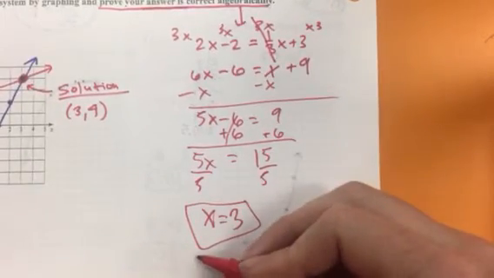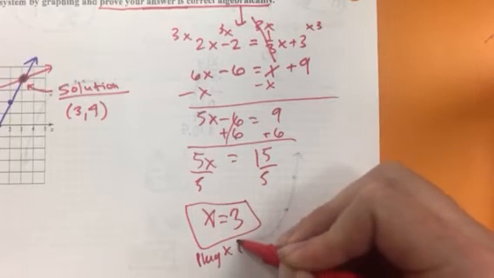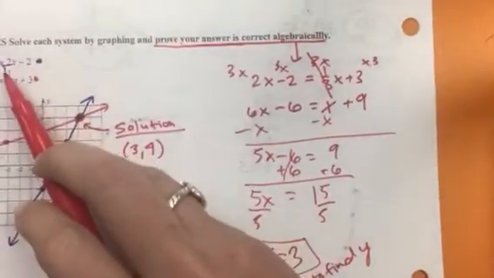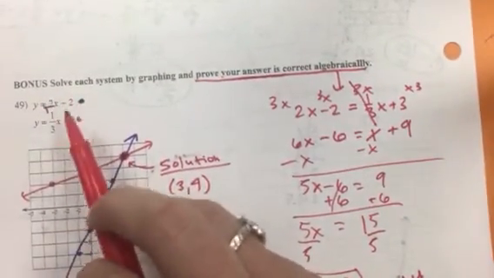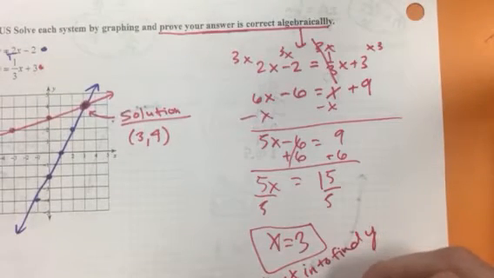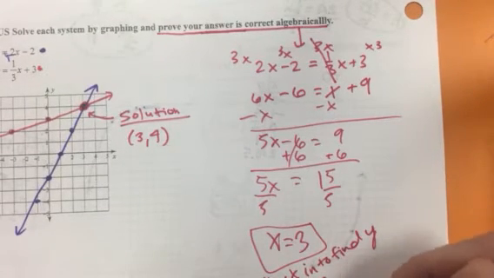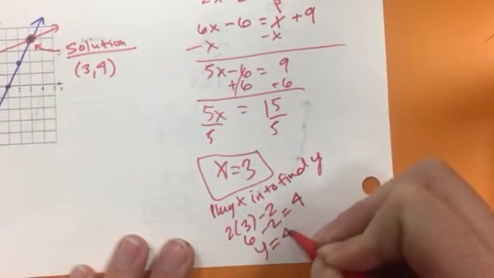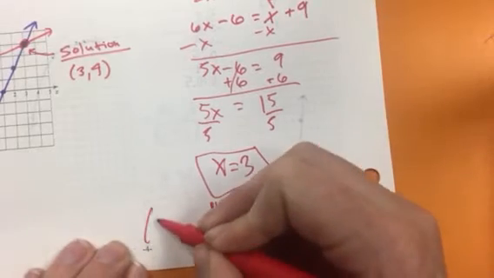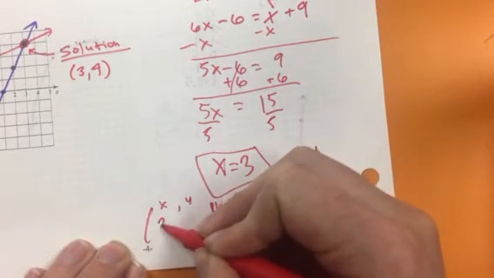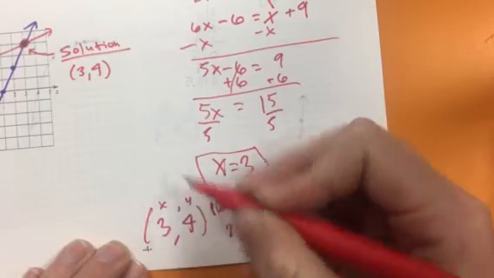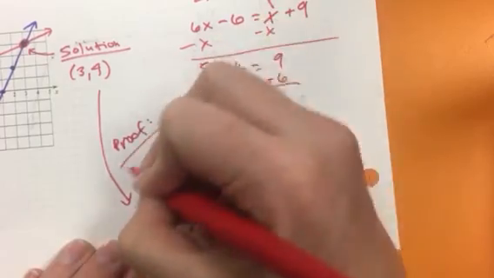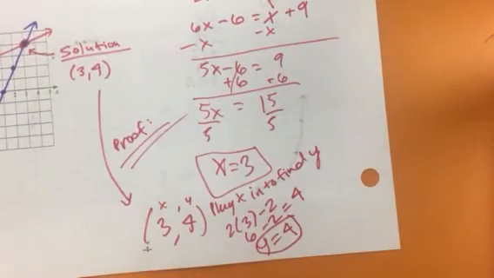I plug it in to find y. I'm going to plug it into my first equation, this one, because it doesn't have a fraction. 2 times 3 minus 2 is 6 minus 2, which equals 4. Y equals 4. So if I write it as a point, it's x comma y, 3 comma 4. Proof. There we go. Our solution is 3, 4.